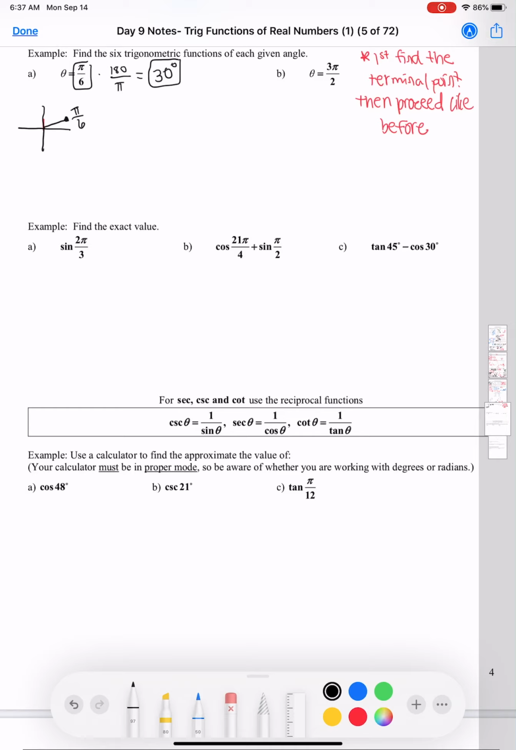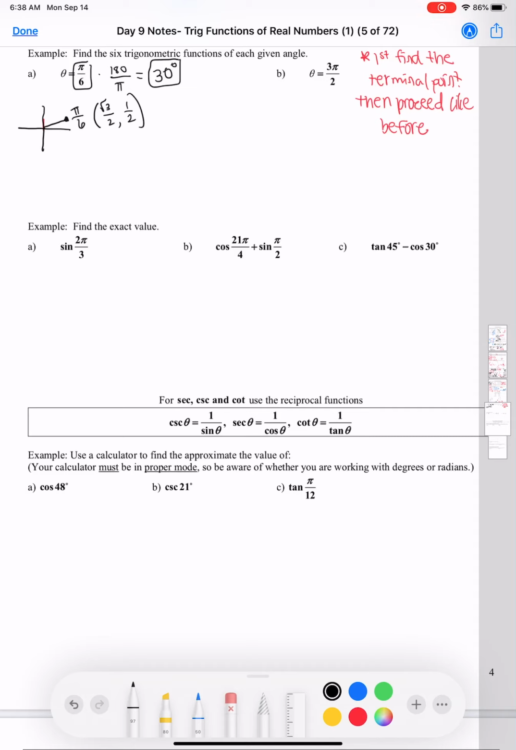About right there on your unit circle. And so on the unit circle, if you notice, that has the point root 3 over 2, comma 1/2. Okay, we also did that on the warm-up. All right, so now we're going to find the 6 trig functions.